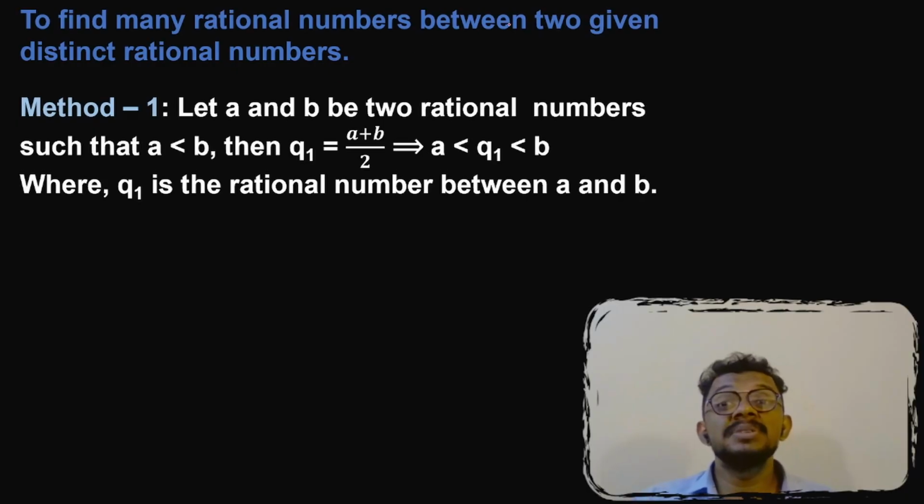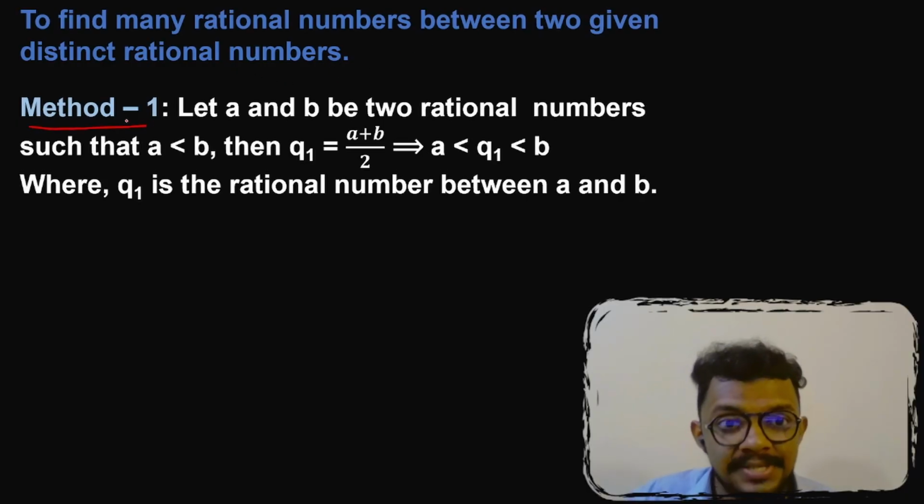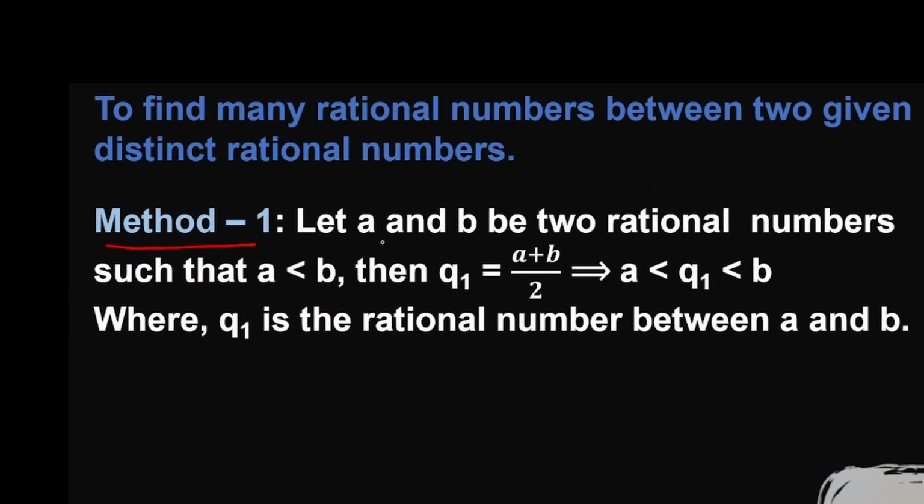To find many rational numbers between two given distinct rational numbers, method one is: let A and B be two rational numbers such that A is smaller, A less than B. Then I'm calling a number Q1, A plus B by 2, which will be between A and B. This is the first strategy.